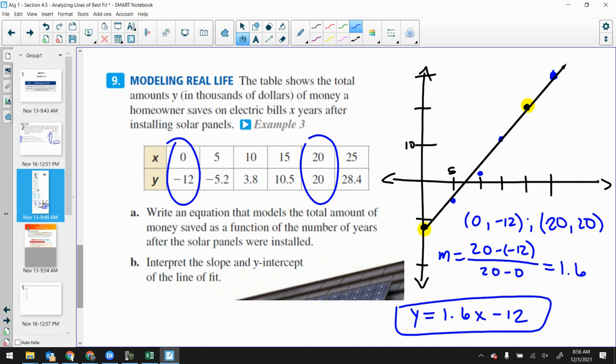All right. Let's take a look at section 4.5. Now, if you have friends in Honors Algebra 1, they did section 4.5 very, very differently than we are going to do section 4.5. And I'll talk about why here.